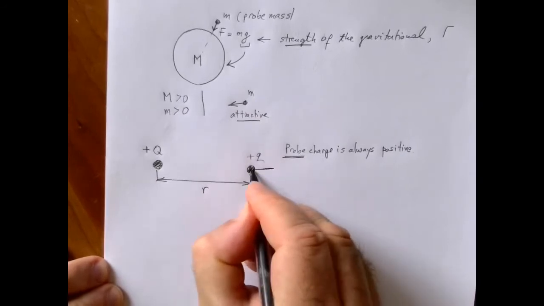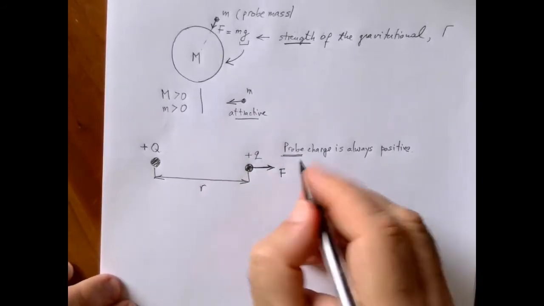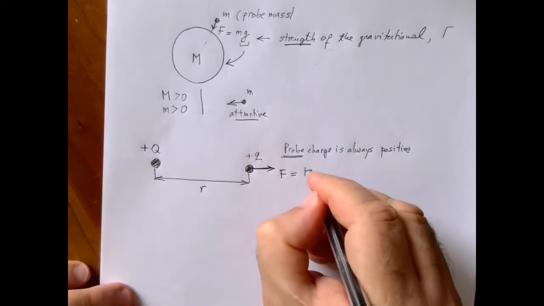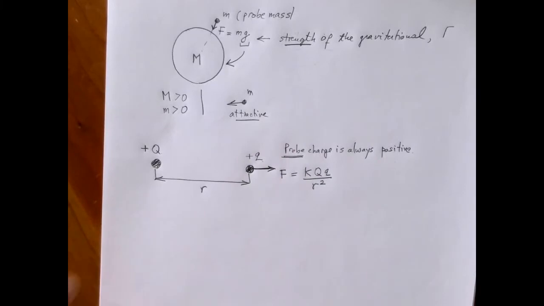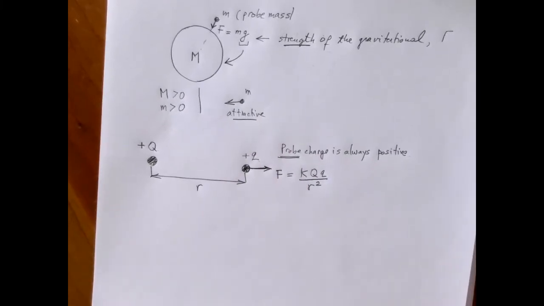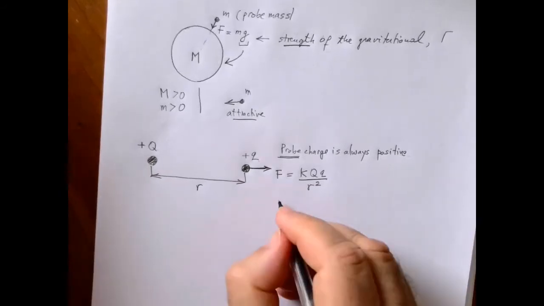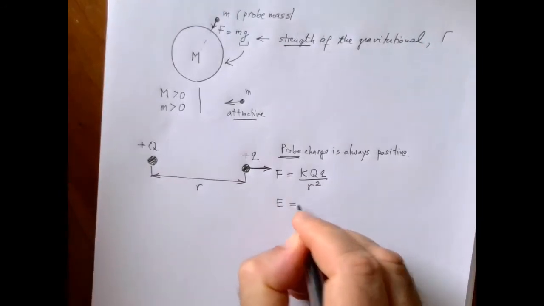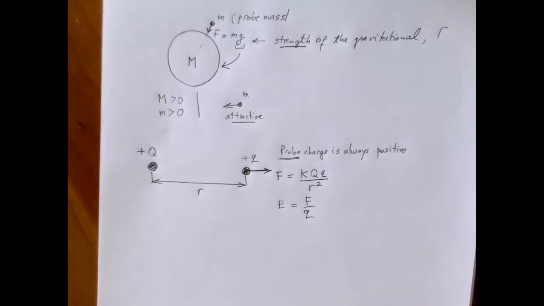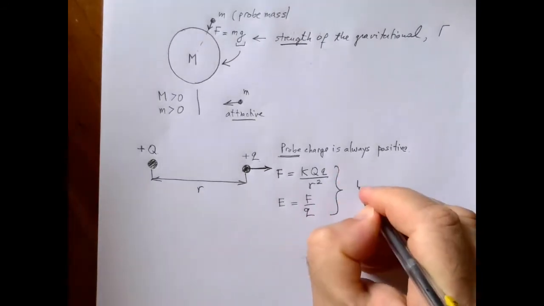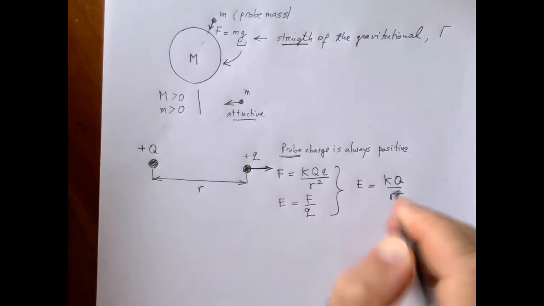I know that these two charges repel according to Coulomb's law. So the force will be kQq over r squared. And if I want to find the strength of the electric field at this point, I will divide this force by the probe charge. So what I'm left with is kQ over r squared.